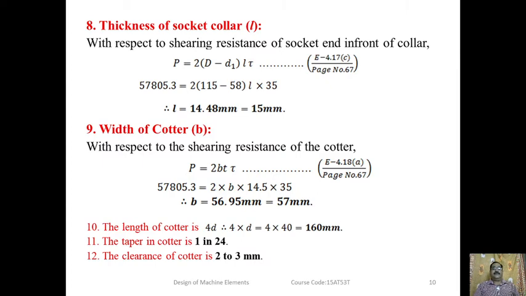Dear students, the 10th step is the length of the quarter, that is 4d. Already we know the length of the quarter is 4 into d. The value of d here is 40, so the length of the quarter L is equal to 160 mm. Similarly, as usual, the taper in the quarter is 1 in 24 and the clearance of the quarter is 2 to 3 mm.